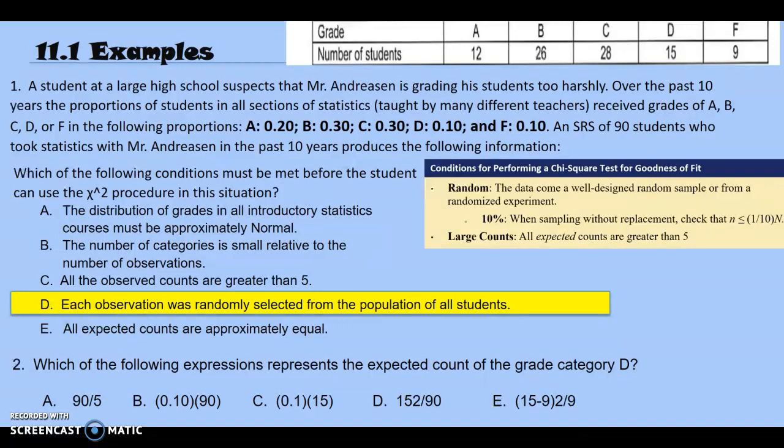For example 2, it says which of the following expressions represents the expected count. So how much can you expect based on what a company or the situation is claiming. In this one, you'll see that it says that you can expect 10% would be a D, and so that's 10% of our random sample. So that's 0.10 times 90, which is B. Okay. So addressing back to that condition for large counts, you would take the expected counts, so calculate those and assure that they're greater than 5 to satisfy that condition.